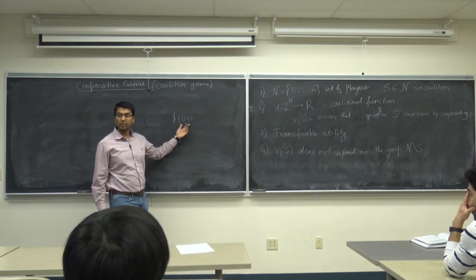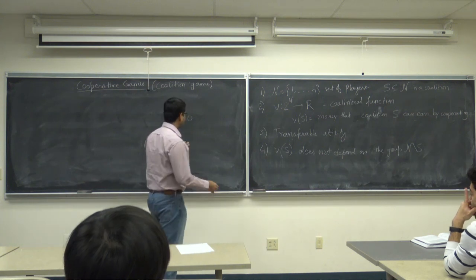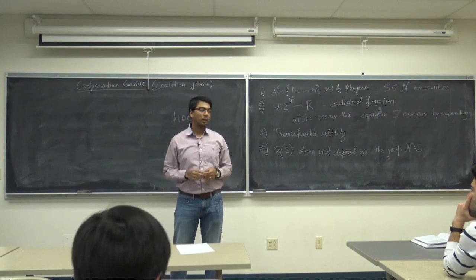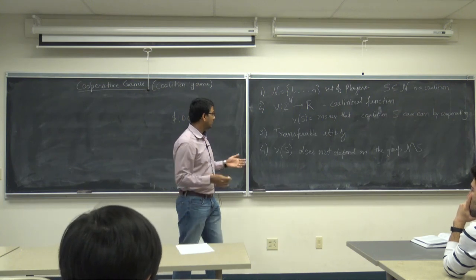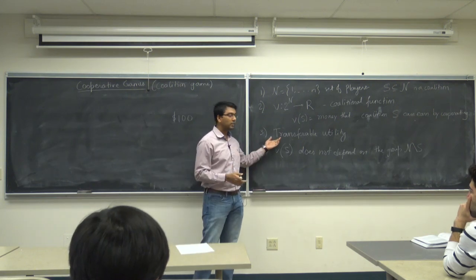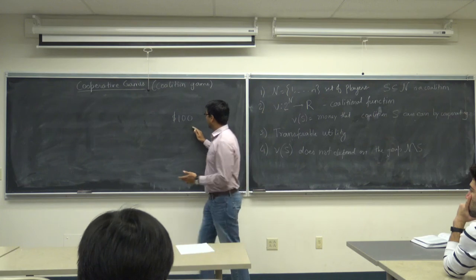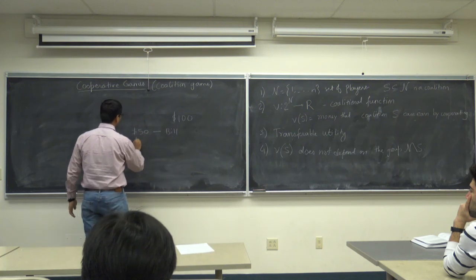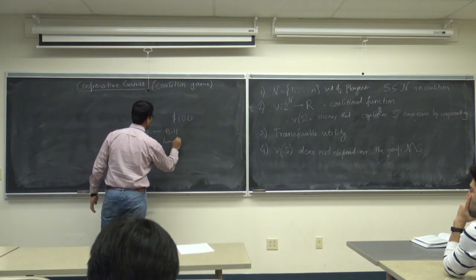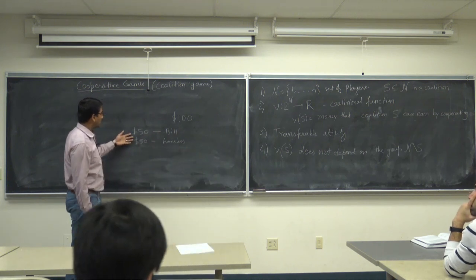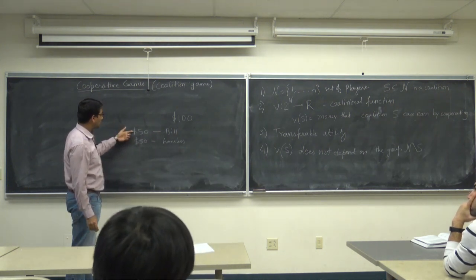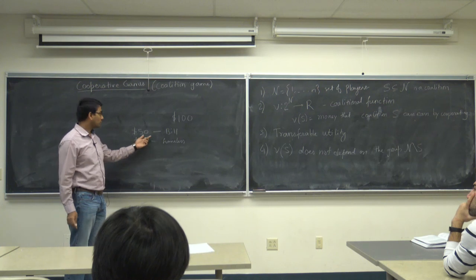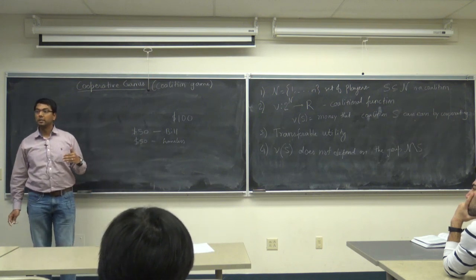In this case, transferable utility means, let's say I have $100 that I want to divide between Bill Gates and a homeless person. If I say everybody is equal, we'll give $50 to Bill Gates and $50 to this homeless person. If you think of money as an absolute term, then it's a transferable utility. If I take $50 from Bill Gates and give $100 to the homeless person, then of course the utility of Bill Gates will reduce by $50.